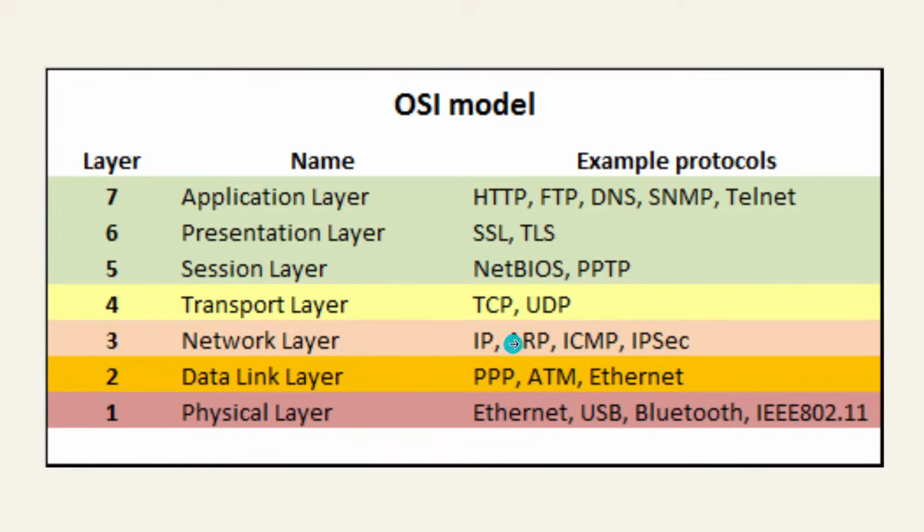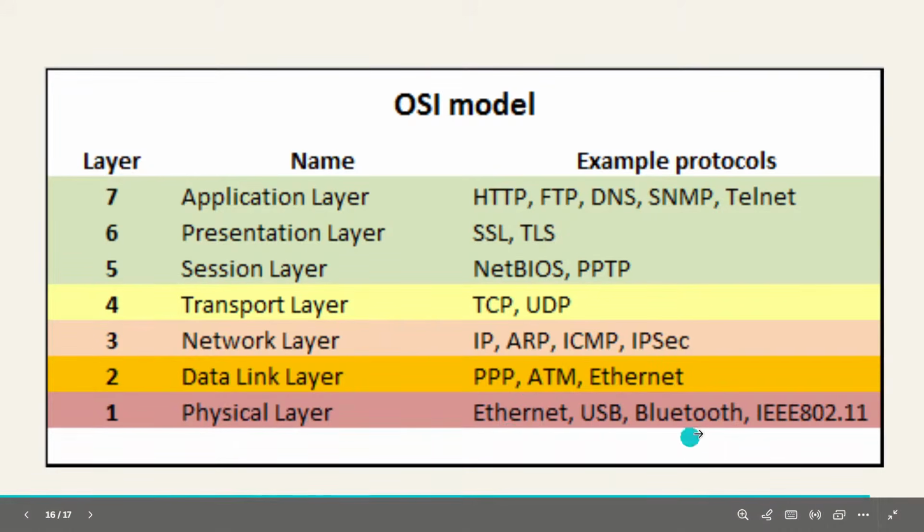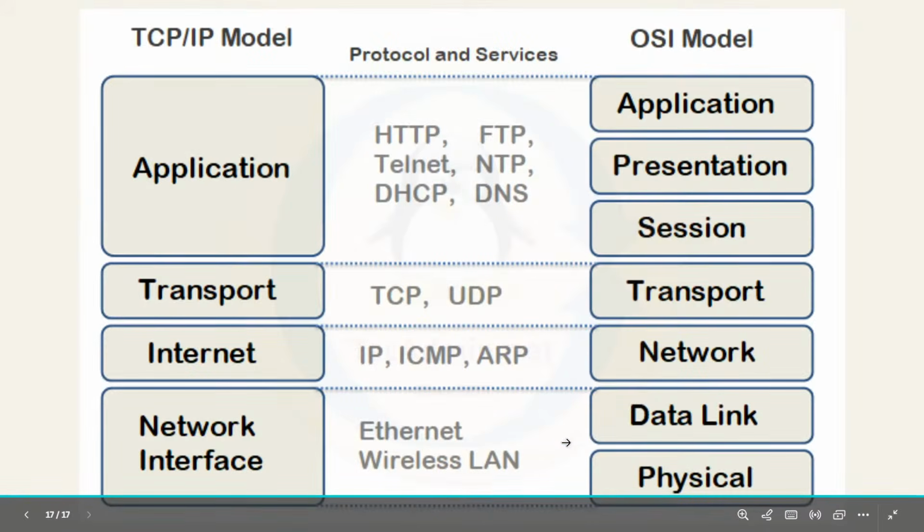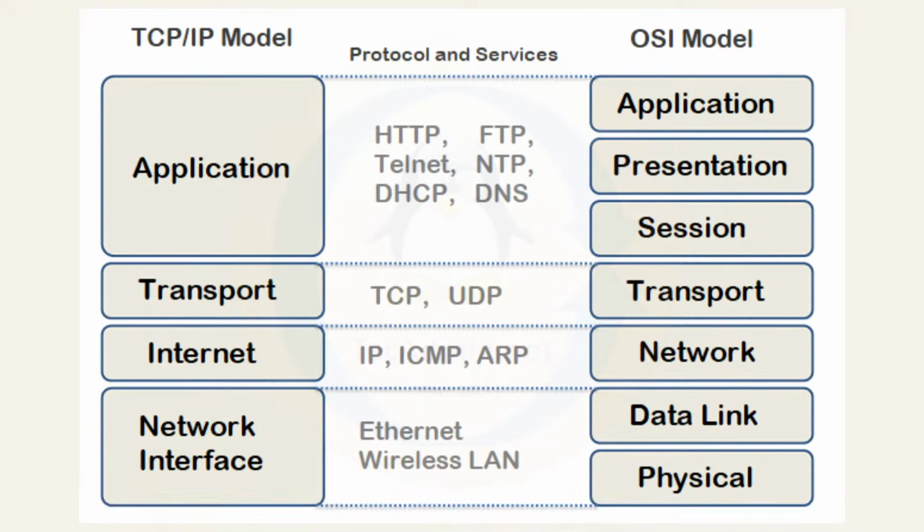And on the network layer, IP, ARP, ICMP, IPsec. I told you that IP addressing is done over here. ARP, ICMP like protocols are on the network layer. Then on the data link layer, PPP, ATM, Ethernet like protocols are used, and on the physical layer, your Ethernet, your cable, your USB, your Bluetooth as your wireless media. These are all used. Now, the last topic for today, the TCP/IP model.